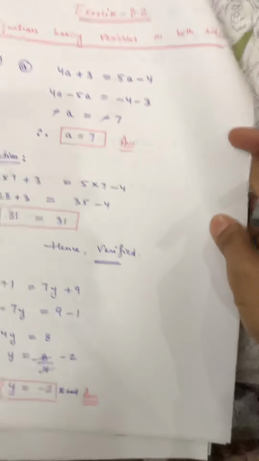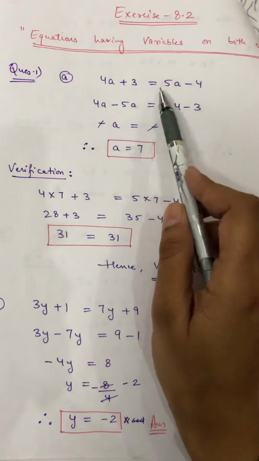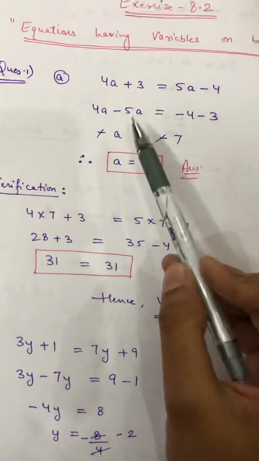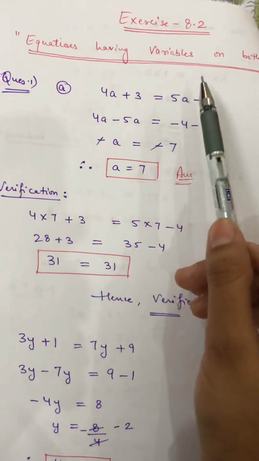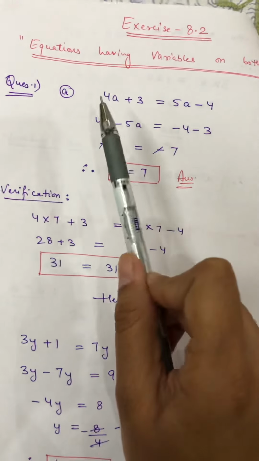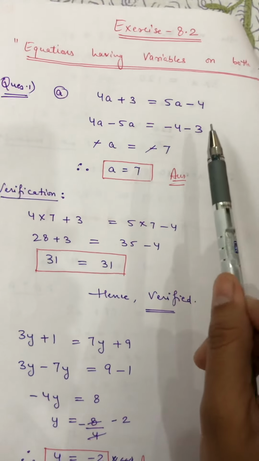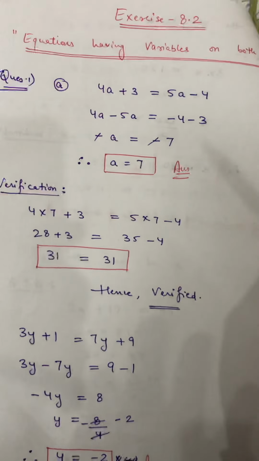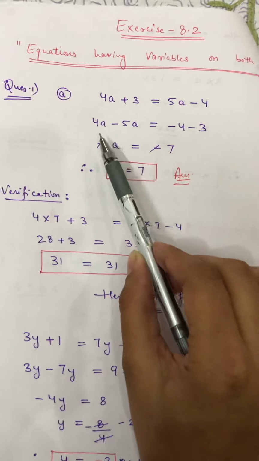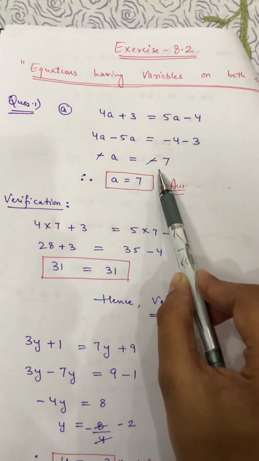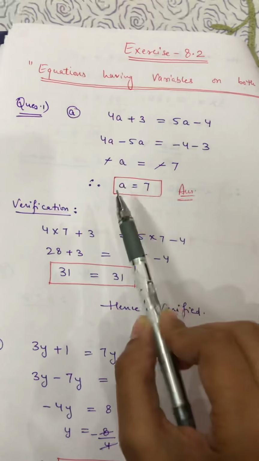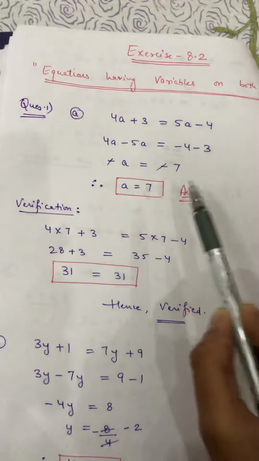Let's start with the A part. 4a plus 3 is equal to 5a minus 4, right? So what you have to do is shift your variables to the left hand side and whatever constants are there to the right hand side. I know everybody knows this. Now 4a minus 5a is minus a, minus 4 minus 3 is minus 7. Minus minus will get cancelled, a is equal to 7. So this is your answer.